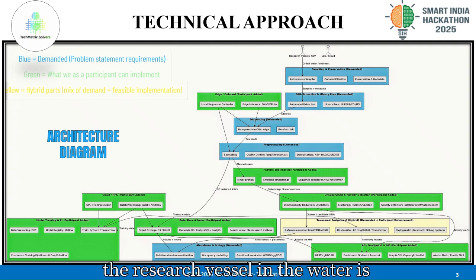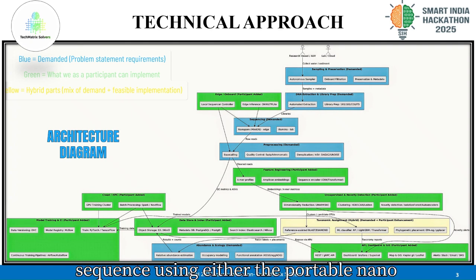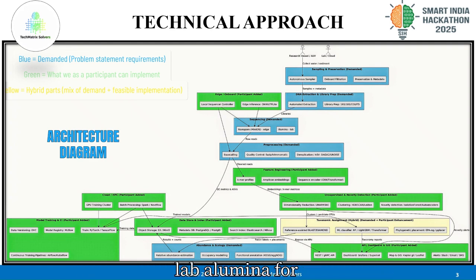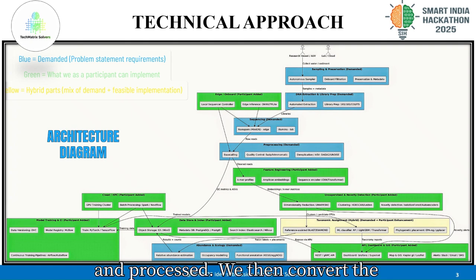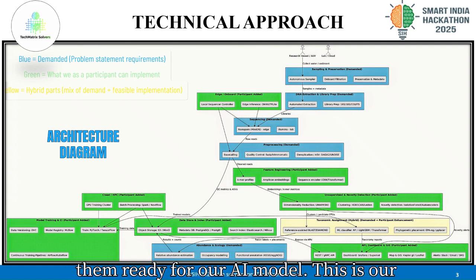It starts with the research vessel, where water is collected and filtered. The DNA is then extracted and sequenced using either the portable Nanopore MinION for on-the-spot analysis, or a lab Illumina for deep sequencing. The raw DNA reads are cleaned and processed. We then convert these sequences into a numerical representation called embeddings, making them ready for our AI model.